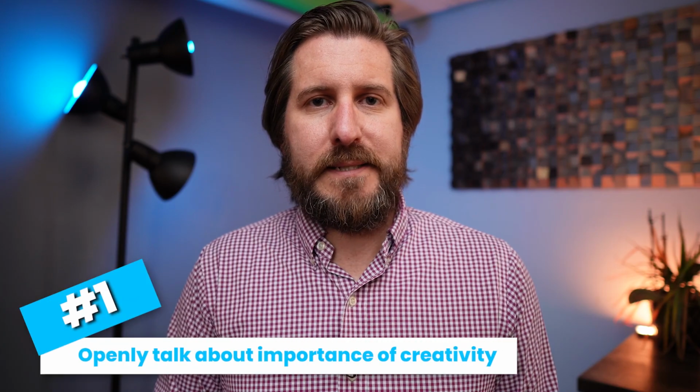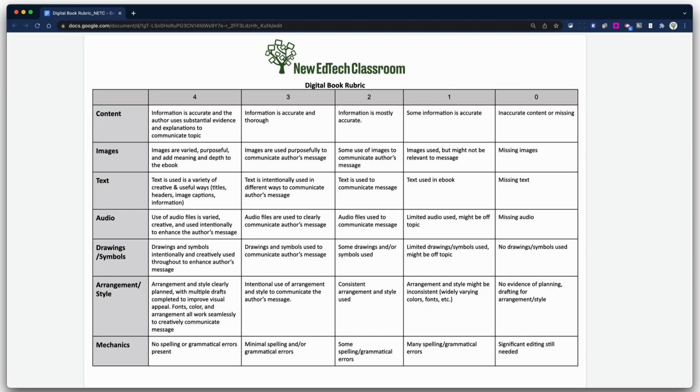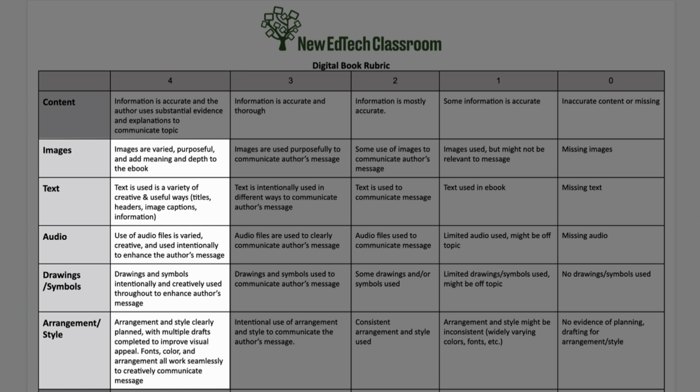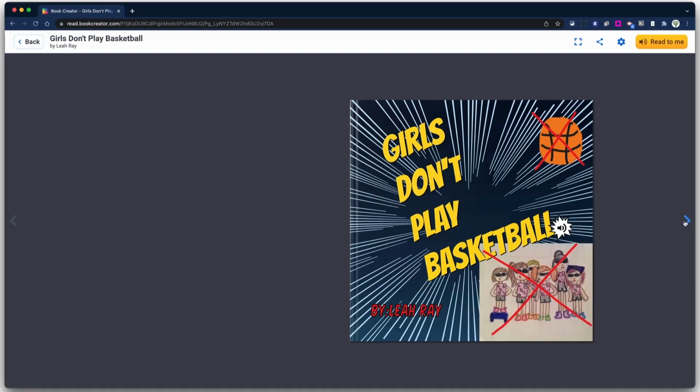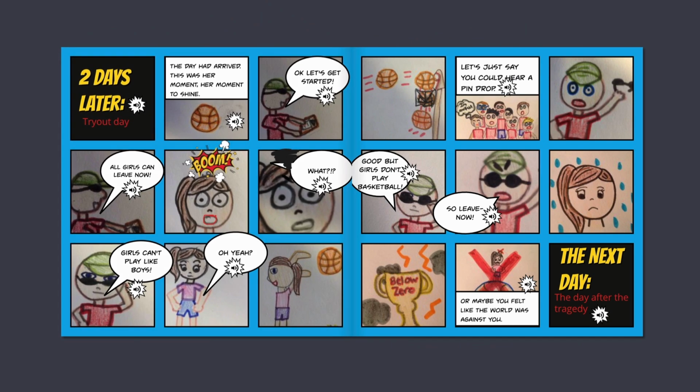Number one, openly talk about the importance of creativity. You can incorporate the language of creativity into your assessments to help students understand how much you value it. This is an example of a 4-point rubric that I use to assess students' digital books. In this rubric, I included specific language about creativity in each category. It helps encourage them to try new things, add their own unique flair, and to create an end product that actually looks quite different than the end product that their peer created.